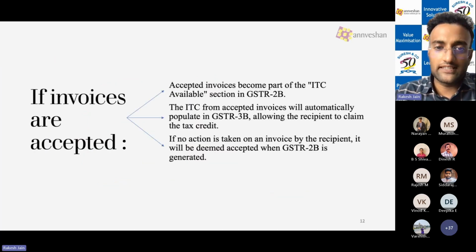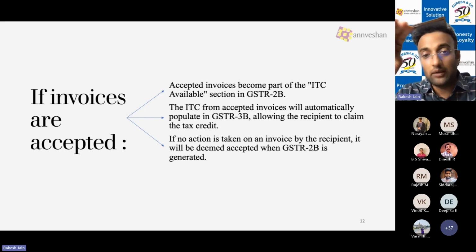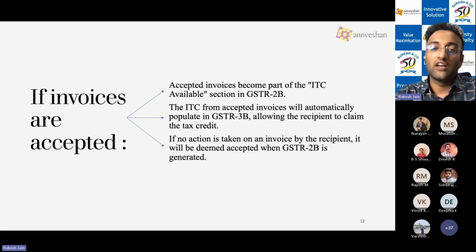Now, what happens if an invoice is accepted? The moment you click on an invoice on IMS as accepted, the ITC will be available in your 2B. If you remember the GSTR 2B, it is a preliminary view. It says ITC available and ITC not available. So whatever invoices you accept on the IMS portal, it will come and sit in your GSTR 2B, and it will automatically flow to your 3B also based on what you have accepted. If you take no action on these invoices, or if you click on no action, then it will be deemed to be accepted and all the records will come in 2B.